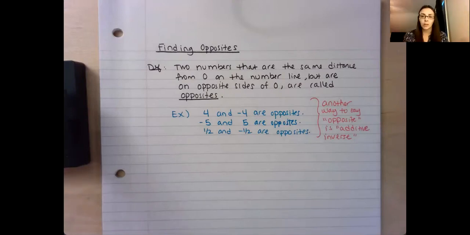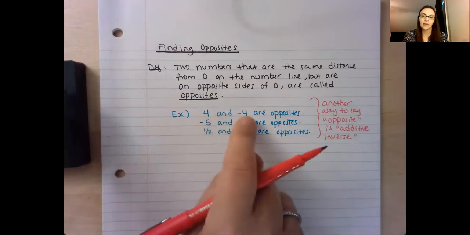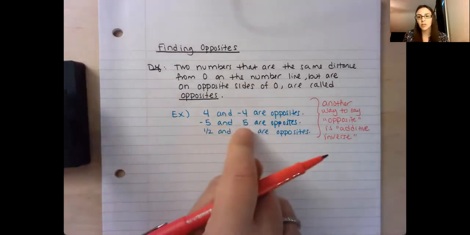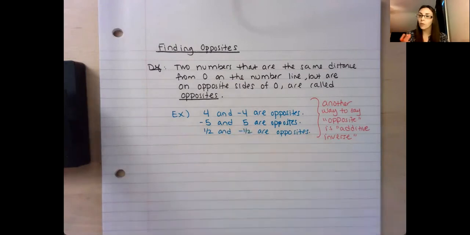So if you're reading a text or looking online and you see the question, what is the additive inverse of 4? The answer is -4. Or what is the additive inverse of -5? The answer is just 5. That's just a more formal way to say opposite.